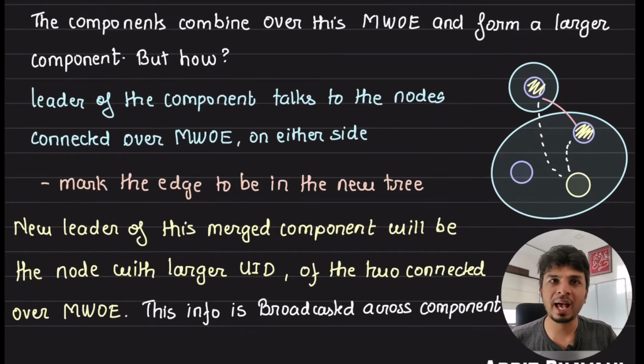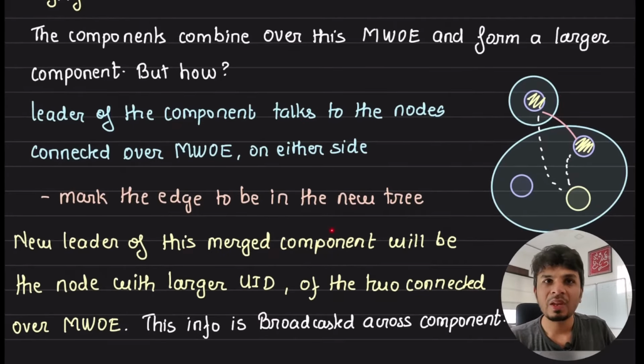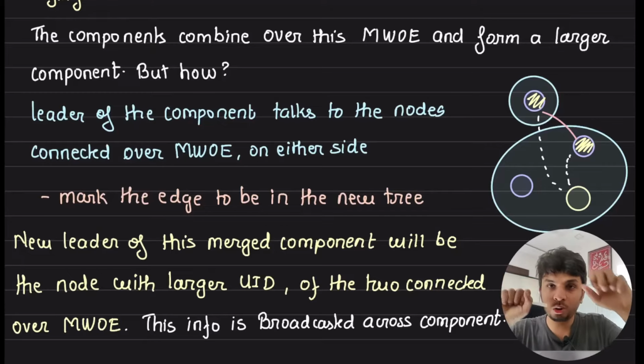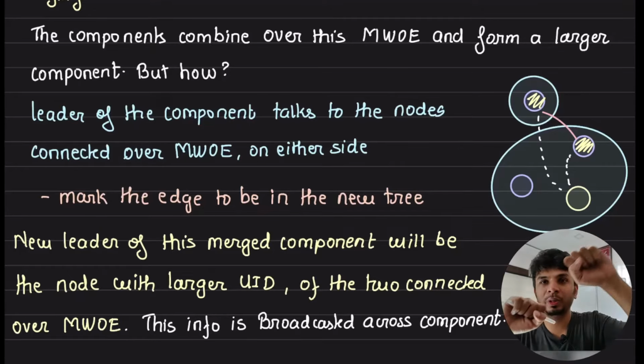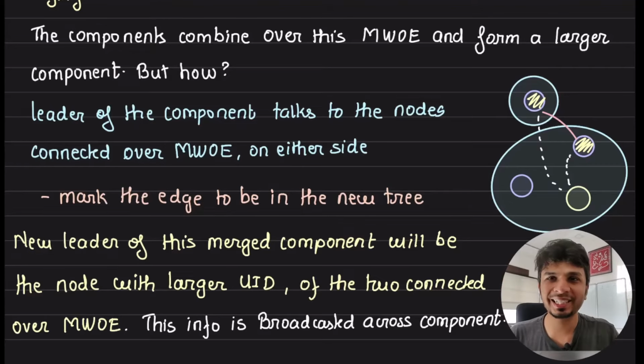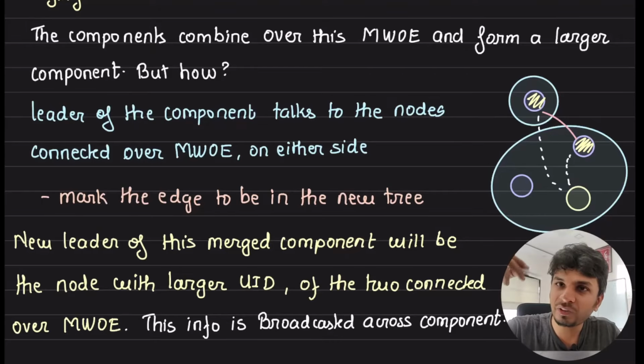Who would be the leader of this merged component? The way it would happen is, the new leader of the merged component will be out of the two nodes who are connected by the MWOE. The node having the larger UID becomes the leader of this merged component. Right? You don't have to fight between the leaders. A new leader is elected as part of this merge process, when the two nodes connected by this minimum weight outgoing edge merge, or like they're changing the edge.